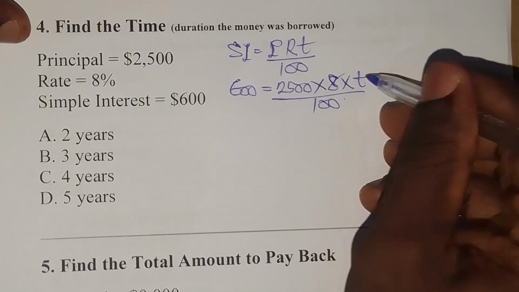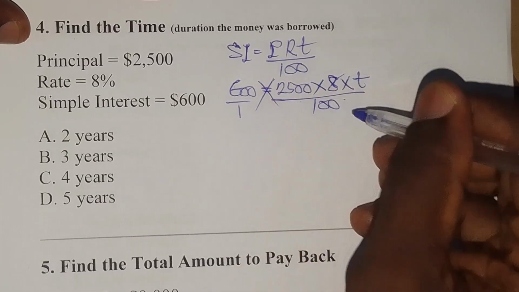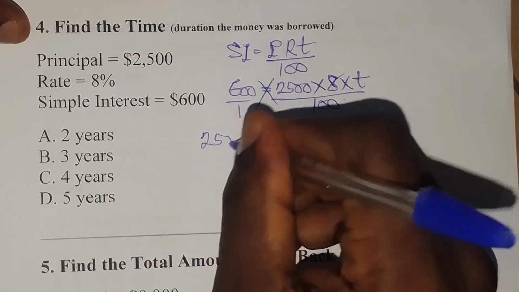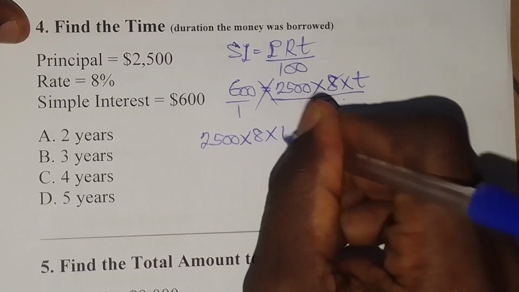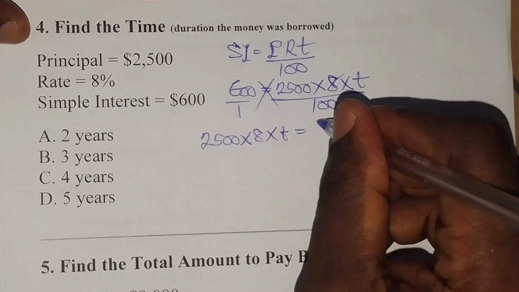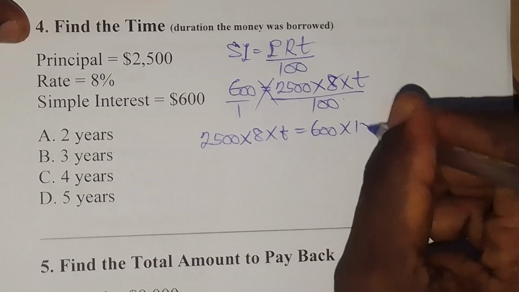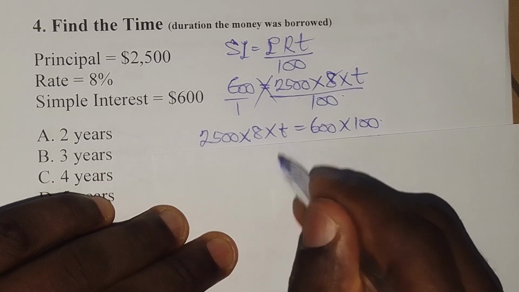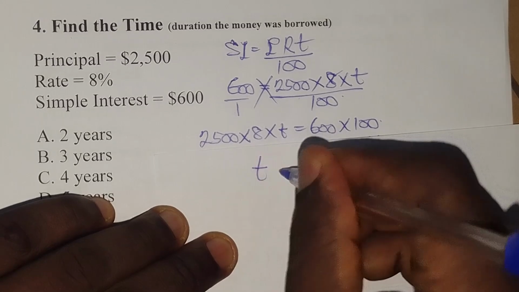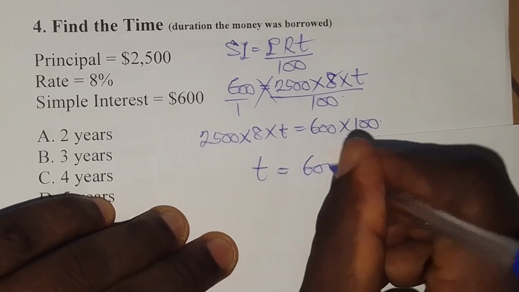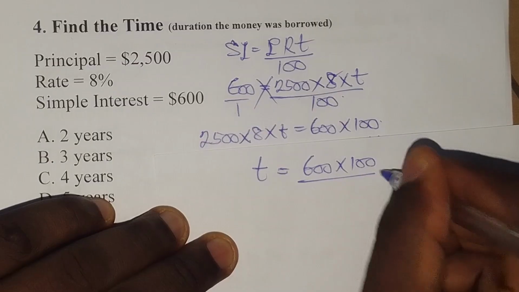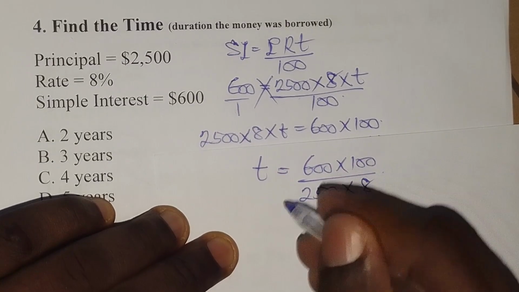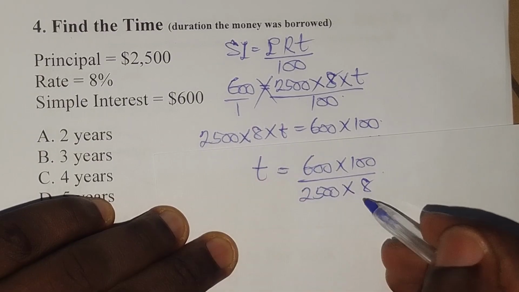So to get this unknown to this side, we cross multiply. What do we have? The whole of this multiplied by 1 will give us 2500 times 8 times t being equal to 600 times 100. So this becomes t equals 600 times 100 all over 2500 times 8. The whole of this, the known, comes under.